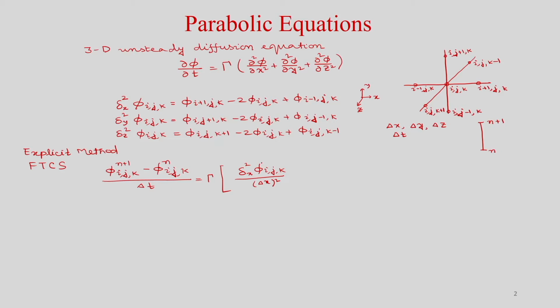What will be the time level of phi? Because we are using the explicit method, obviously it will be the previous time level, that means n. So, let us put n here. Similarly, delta y square phi I j k n divided by delta y square plus delta z square phi I j k n by delta z square. You can see that we have written it in compact form, and if you substitute all these here, then you will get the final discretized equation. For this particular FTCS scheme, you can see only one unknown is there on the left hand side, phi I j k n plus 1, and all other phi are at level n.